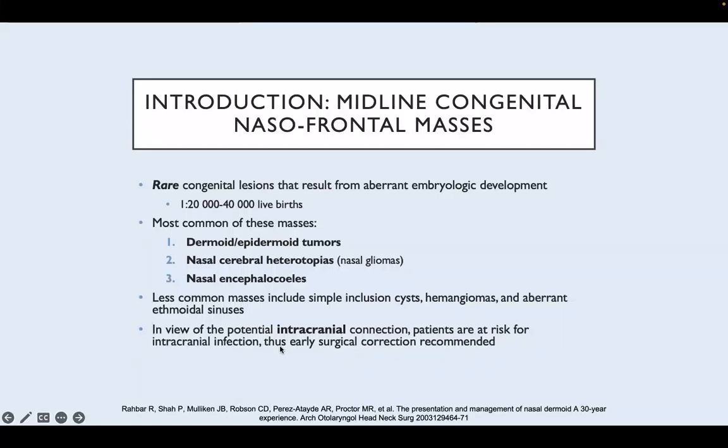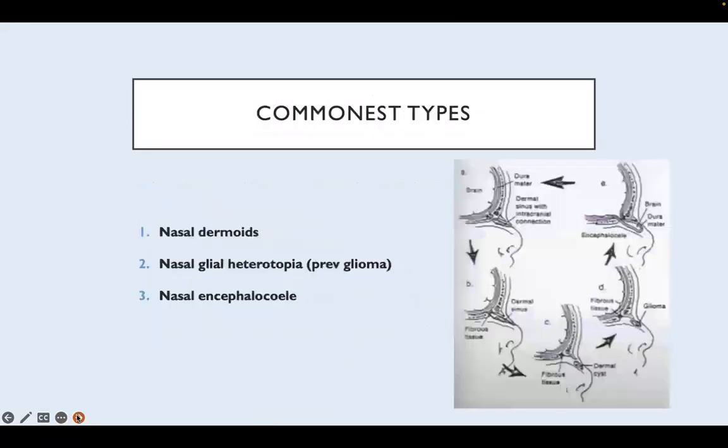In view of the potential intracranial connection, patients are at risk for intracranial complications like infection, and so lots of authors advocate for early surgical correction. As I mentioned earlier, the commonest types are the nasal dermoids, nasal glial heterotopias, previously known as gliomas, and nasal encephaloceles. I'll go through the embryology a bit later and touch on how these lesions come to be.